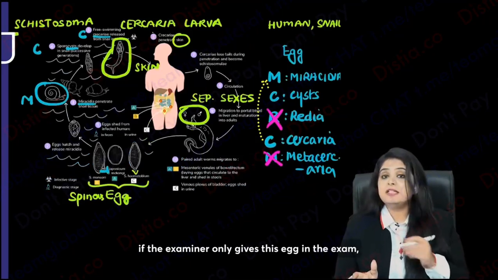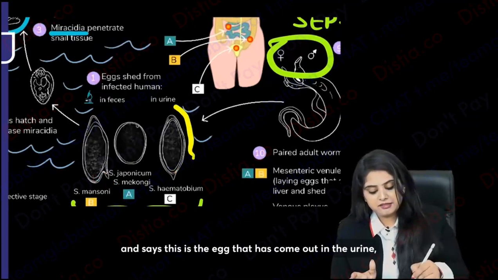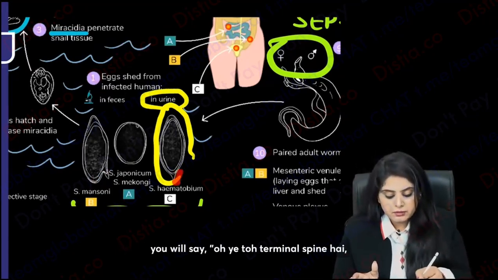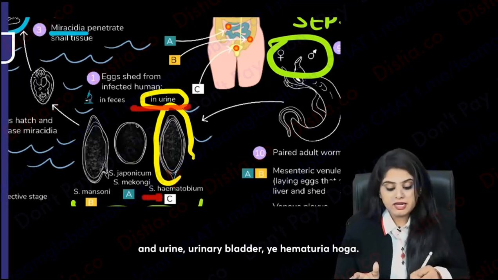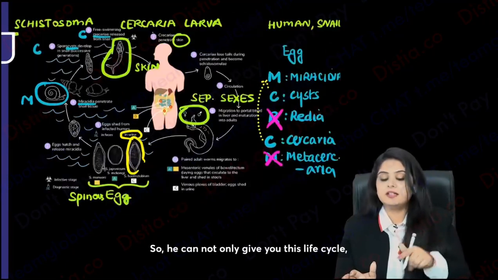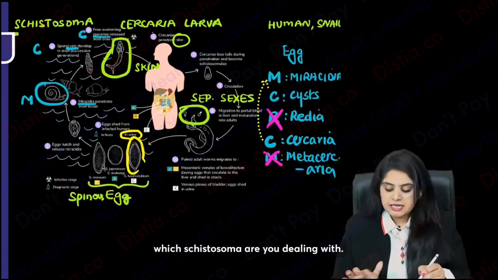So now if I give you that life cycle one more time in your life, and I say that if the examiner only gives this egg in the exam and says this is the egg that has come out in the urine, you will say, oh, ye to terminal spine hai, and urinary bladder, ye hematuria hoga, this must be hematobium. So he can not only give you this life cycle, depending on the egg, he can ask you which schistosoma you are dealing with. Let's move further.